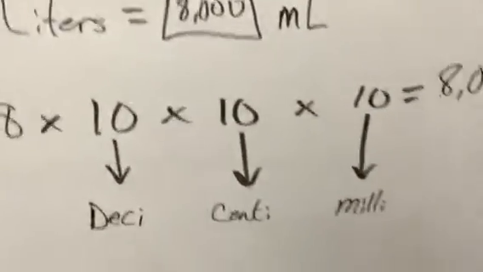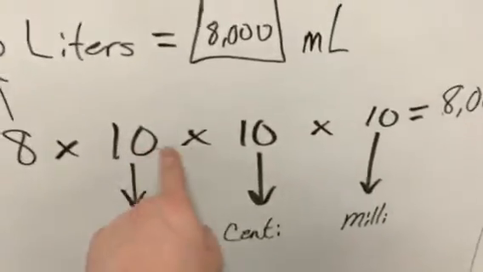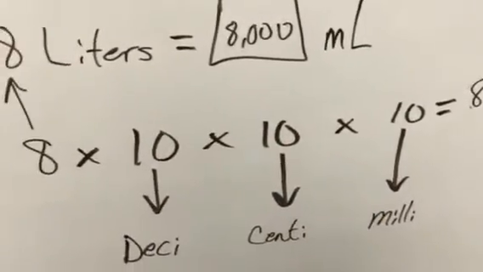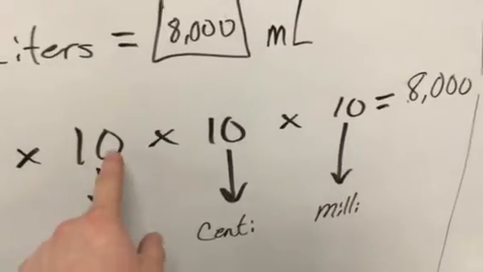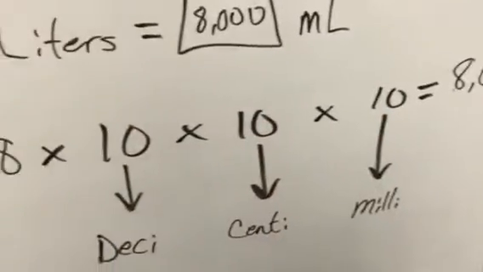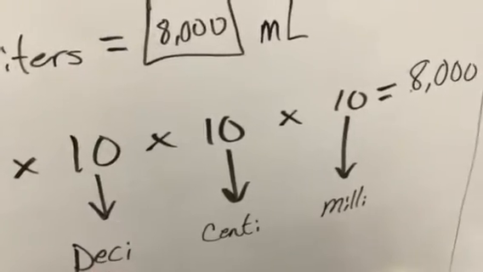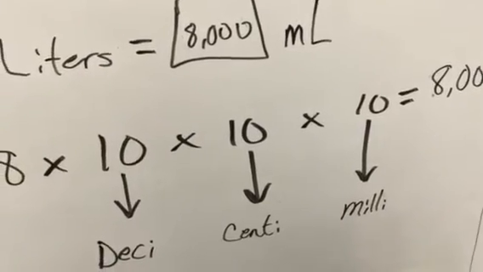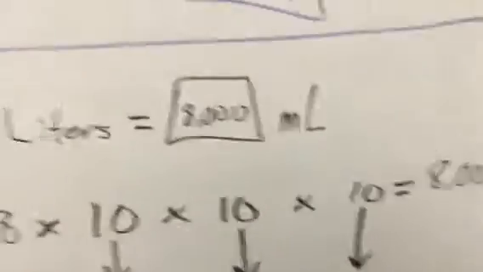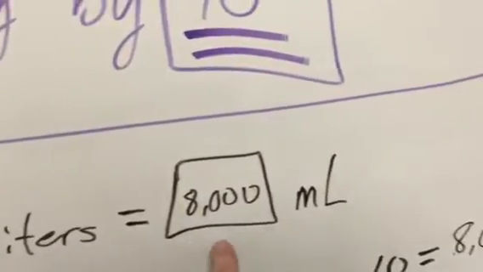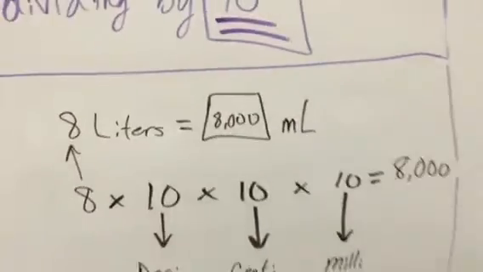What I was talking about before is 10 to the 3rd power is 10 times 10 times 10. It's also the same thing as a 1 with 3 zeros. 1, 2, 3 zeros after it. And we all know that 1 with 3 zeros is 1,000. 8 times 1,000 equals 8,000. So 8 liters equals 8,000 milliliters. Let's look at the guided practice.